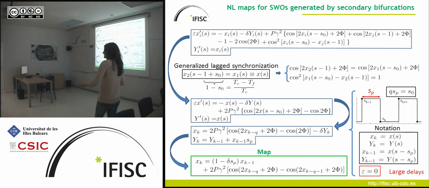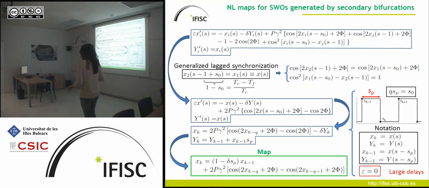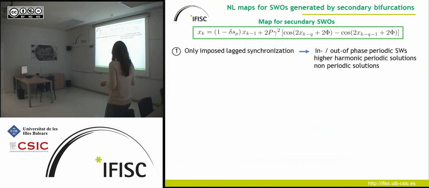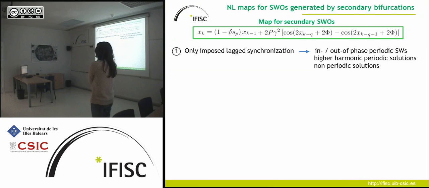And now we do the same thing as before. We take this equation and subtract the equation evaluated at two consecutive steps, and combine the resulting equation with the second equation. We obtain a map which is valid for other solutions than in-phase or out-of-phase periodic square wave solutions. It is valid also for higher harmonics periodic solutions, and for non-periodic solutions, because the only condition that we have imposed is that x1 and x2 are synchronized with a lag time.